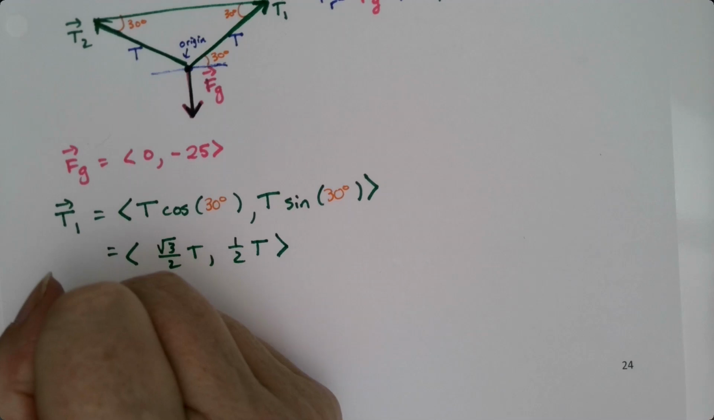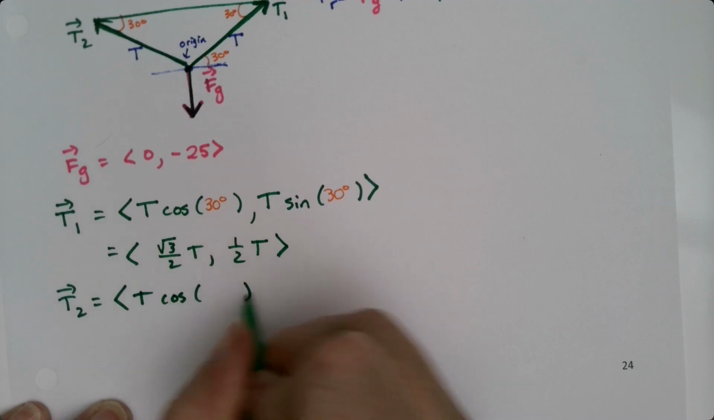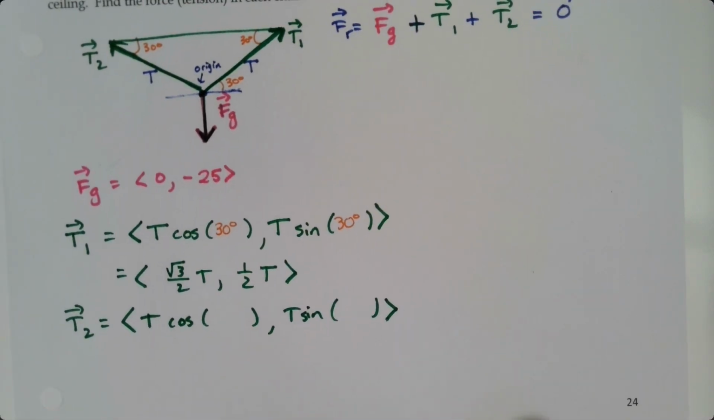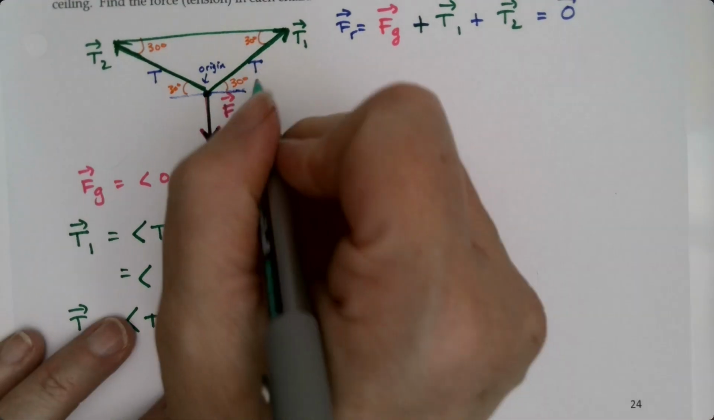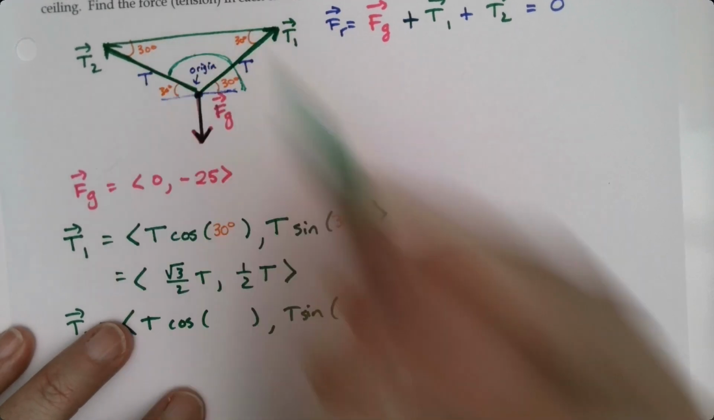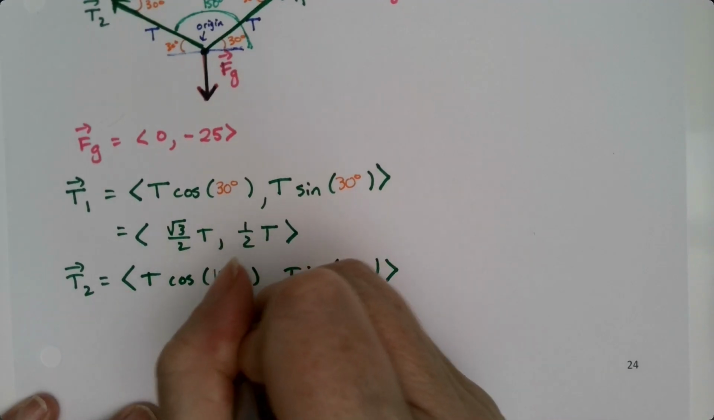Okay, now what about T2? T2 is the same thing. It's going to be T cosine of an angle, T sine of an angle. But the angle is a little bit different because it's 30 degrees up here. So if you think of the horizontal, this angle here is 30 degrees, but that's not the angle with the positive x-axis. The angle with the positive x-axis is all the way over, from here all the way over to here. And that would be 150 degrees. So that would be the angle that we would put in here.